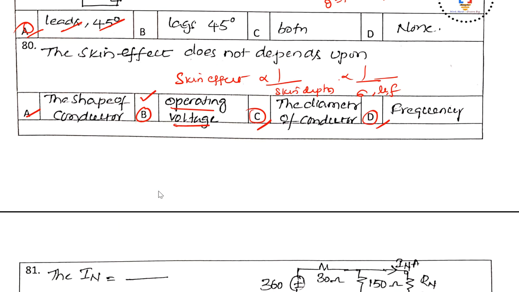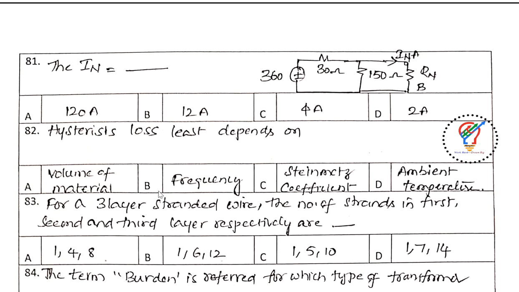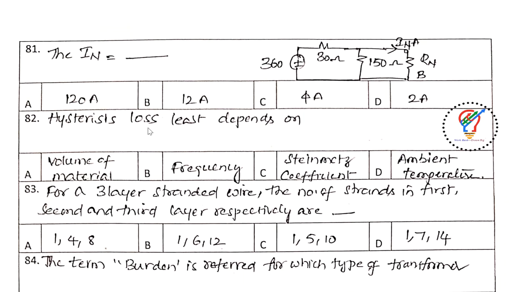Next one, there is one more question in the networks. The question asked is IN. Here I made a short. The actual question is what will be the Norton's equivalent current here. To find the Norton's equivalent current, we simply make this a short circuit. As we know the basics, two short circuits will give a resistance of 0. So this is also a short circuit.